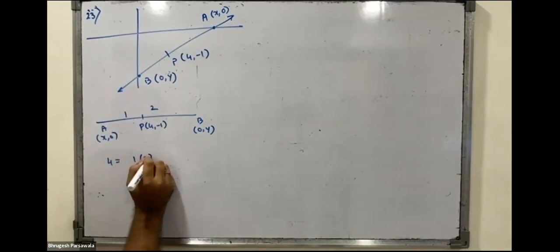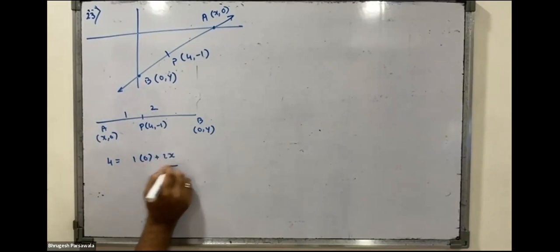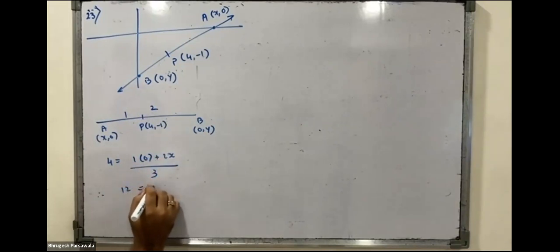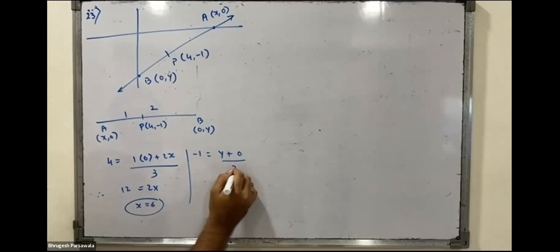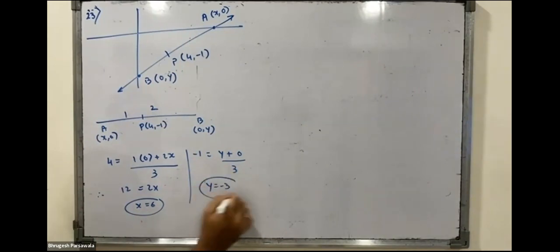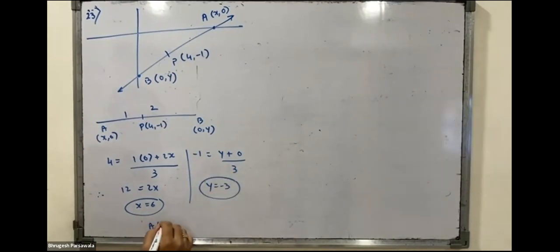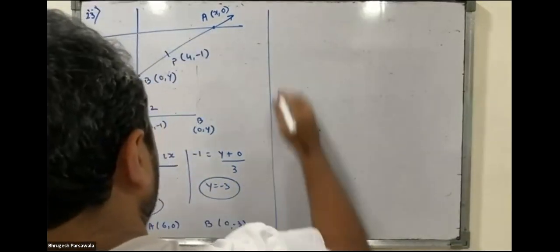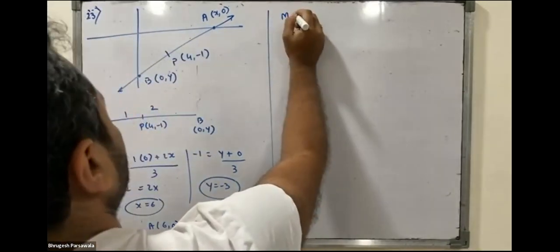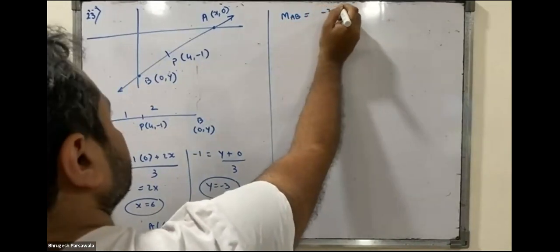So 4 equals (1 into 0 plus 2 into x) upon 3. 12 equals 2x, x equals 6. Minus 1 equals (y plus 0) upon 3, so y equals minus 3. So A is (6, 0), B is (0, minus 3). Find the equation of the line through P and perpendicular to AB. Perpendicular to AB means find the slope of AB.